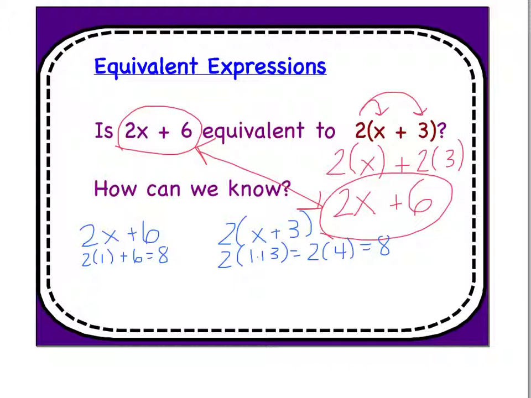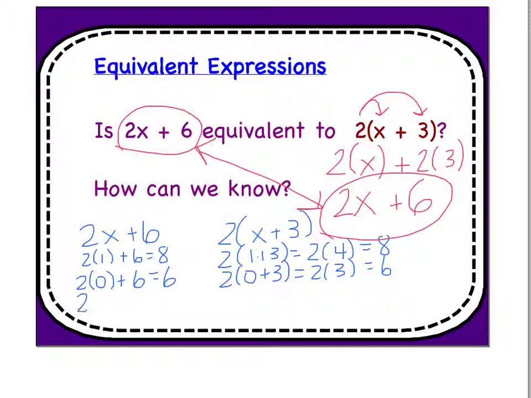It's not enough to just test one number, so you want to test a couple, maybe one positive, the number 0, and one negative. So here I could plug in 2 times 0 plus 6, and I'm going to get 0 plus 6, which is 6. If I plug in 0 here, I have 2 times 0 plus 3, or 2 times 3, and I get 6. So far, both of the expressions are giving me the exact same answers.